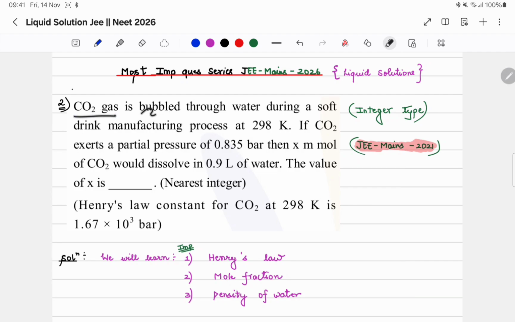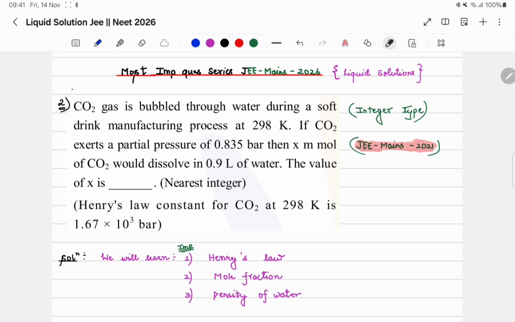They are telling CO2 gas is going to bubble through what? Water. Means in water we are going to bubble CO2 gas during a soft drink manufacturing process. Given temperature 298 Kelvin. Then further they are telling if CO2 exerts a partial pressure of 0.835 bar, then X millimole of CO2 would dissolve in 0.9 liter of water. Then further they are asking what is the value of X, means how many millimoles. And they have also given the Henry law constant for CO2 at that particular temperature.